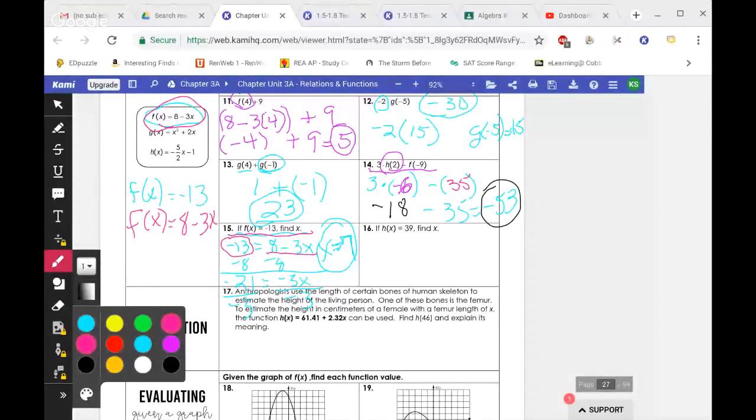Okay, I think I understand this. Yeah, it's just kind of a new way of thinking. It's all the different ways that we apply functions.